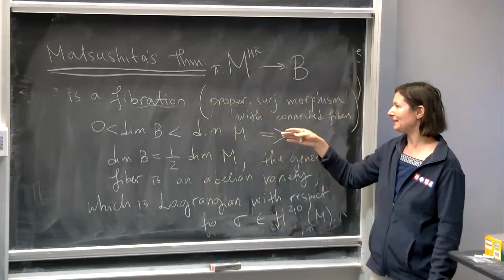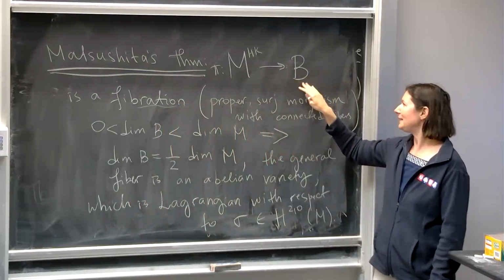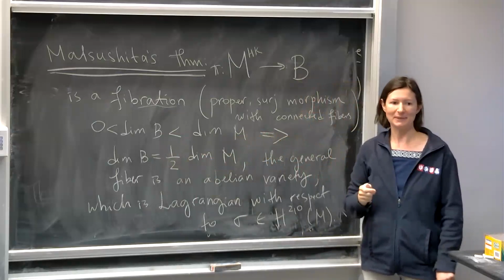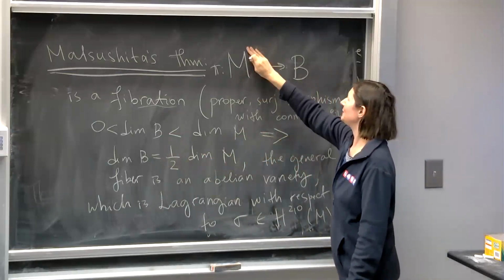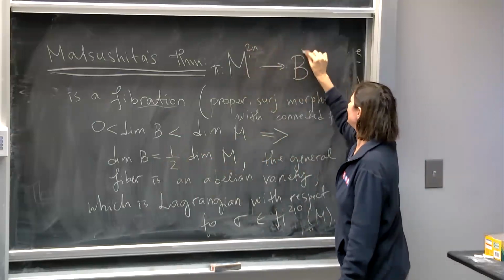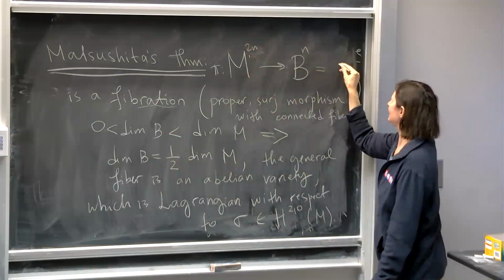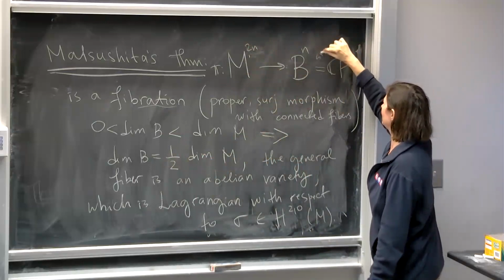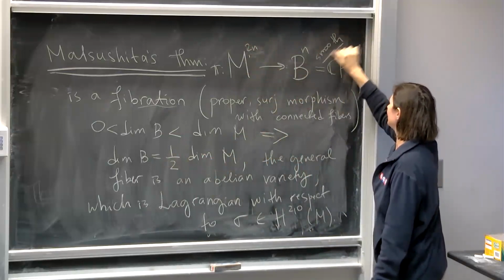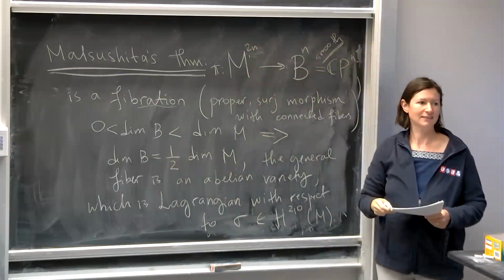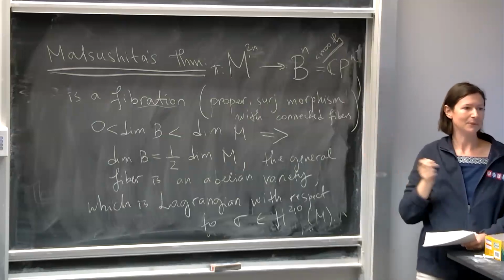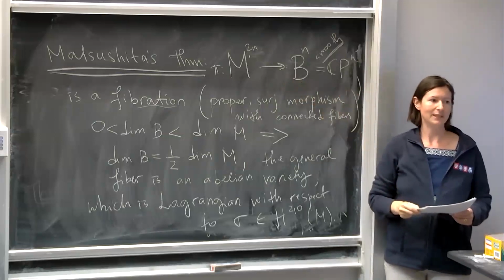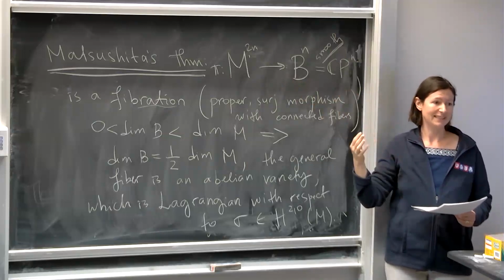Then Hwang proved that if you assume that this complex space B is smooth, then not only is it half of the dimension, but it's complex projective space. So if M is hyperkähler of complex dimension 2n, this B of complex dimension n is the same as complex projective space, assuming that it's smooth. Do our examples fit into this? Yes, for all the examples we have, B is smooth, and we don't have an example for which B is singular. So we conjecture that B is always smooth.